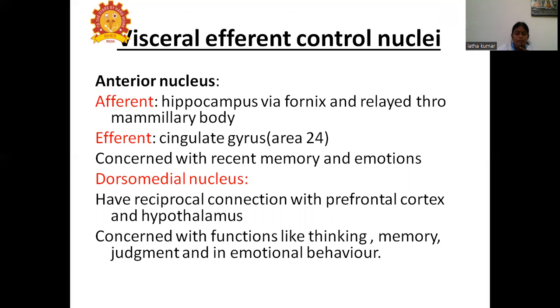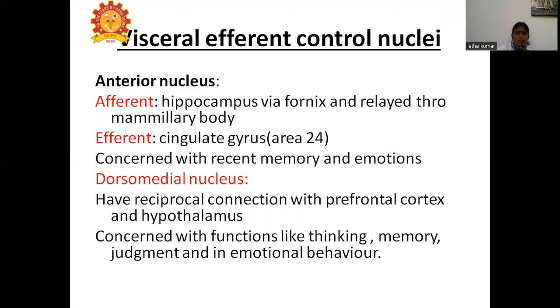emotions. It receives afferents from the hippocampus directly via the fornix and relayed through the mammillary body. The efferent from the anterior nucleus goes to the cingulate gyrus, area number 24 of the cerebral cortex. It is mainly concerned with recent memory and emotions.